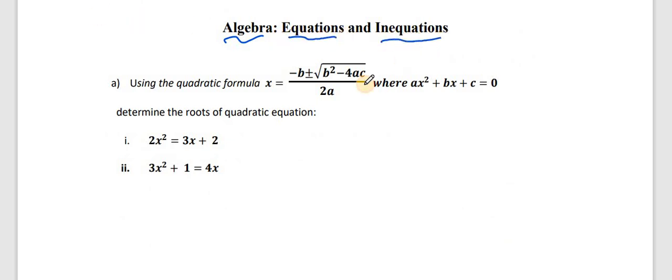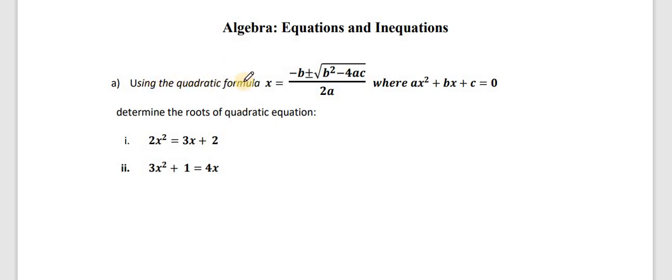Equations and inequations. So we finished the expressions. We're looking at equations and inequations. Equations have an equal sign. An inequation is where we have an inequality sign like these, right? Once we replace the equal sign with those, we now have inequations. But it's the same method, same process, except for one or two minor differences.